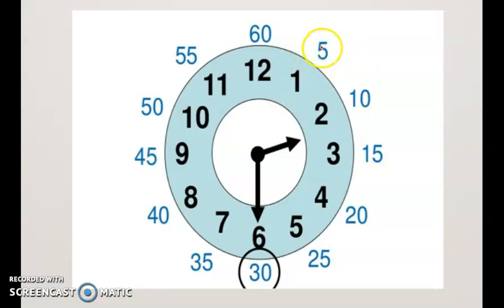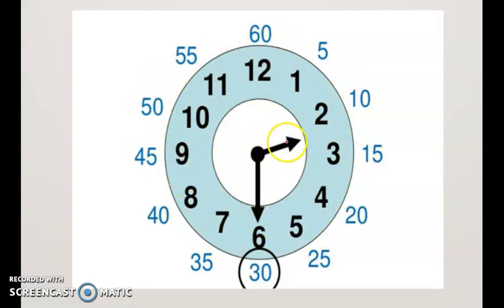Like 5 times 1 is 5, 5 times 2 is 10, 5 times 3 is 15, and 5 times 10 is 50, until 5 times 12 is 60. So you have to write the 5 times table there. The inner section is for hour measurement and the outer section is for minutes measurement.